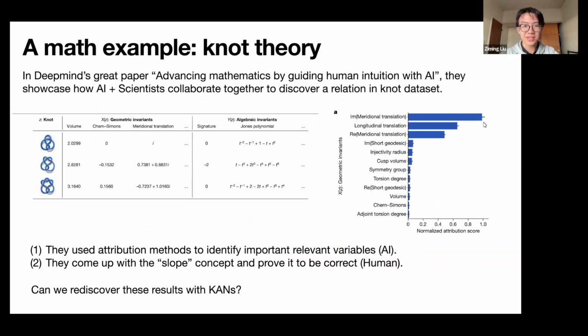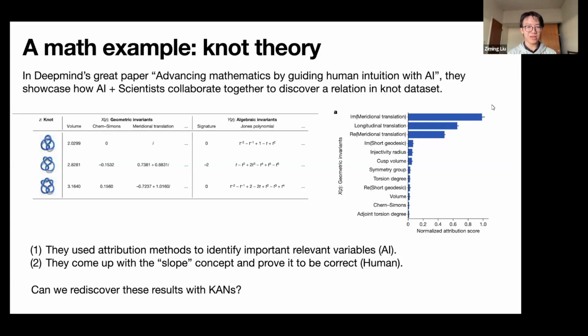All right, so that was just a very simple toy example, but we did a more advanced example, which is the example used in DeepMind's Nature paper 3 years ago, the knot theory example. The math, actually, I don't understand the math. My collaborator taught me about this, but the basic idea when we formulate this into a machine learning problem is that you have many variables. You have 18 variables. One of them is called signature, and you want to predict signature from all other 17 variables. So what DeepMind did was they used attribution methods to identify important relevant variables. This is what AI did.